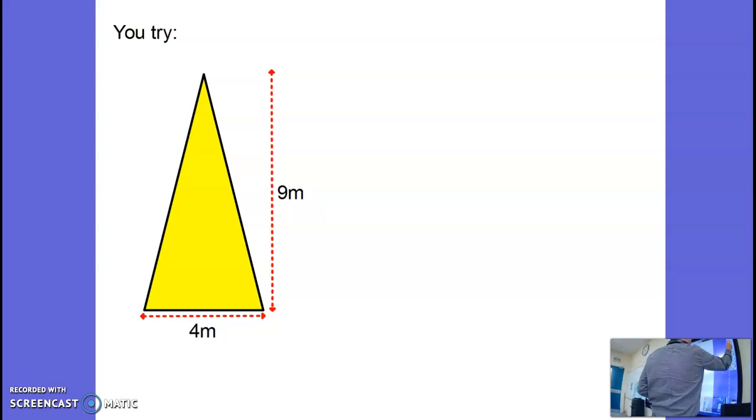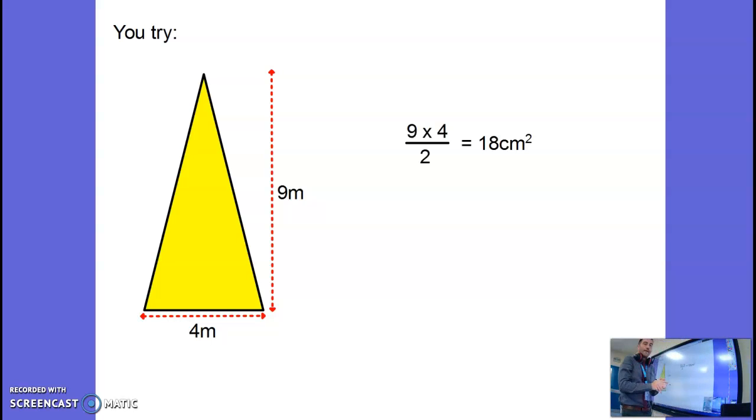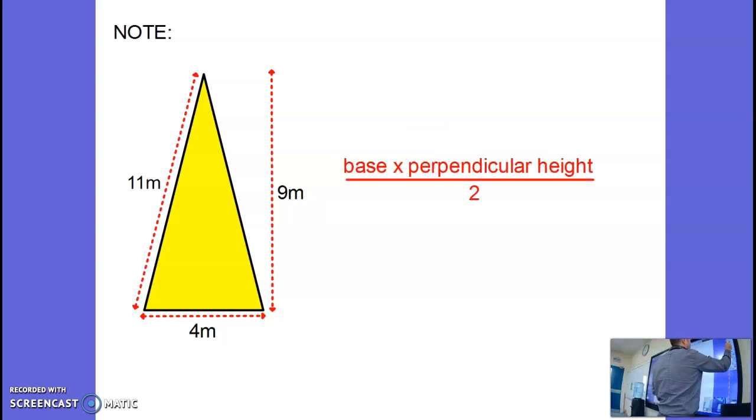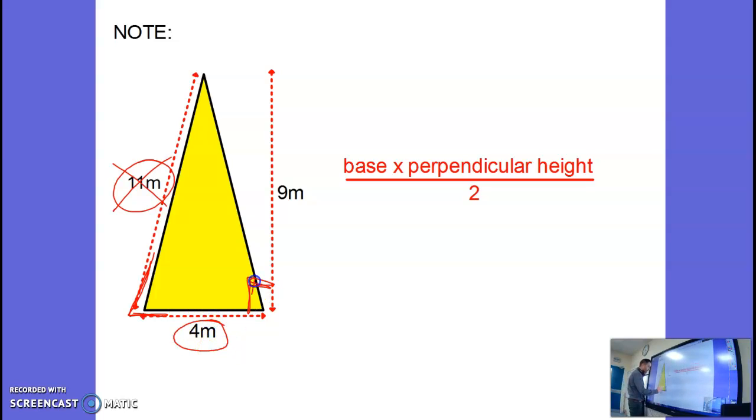So base times height, divide by 2, easy. 9 times 4 is 36, divide by 2 is 18. There it is, 18 centimetres squared. One thing to note, that last one, 9 times 4, divide by 2, even if we had another length labelled, this one, because it's not perpendicular, that's not a right angle, we can ignore it. So just select the important information. We want a base and a perpendicular height. That 11, it's there, it's just information we don't need for the area.